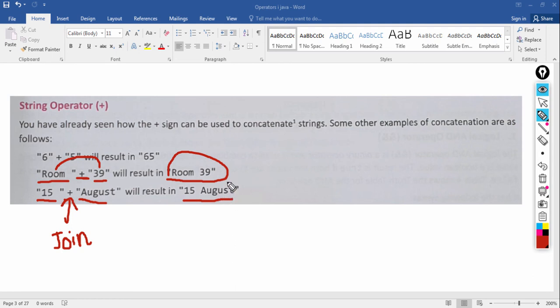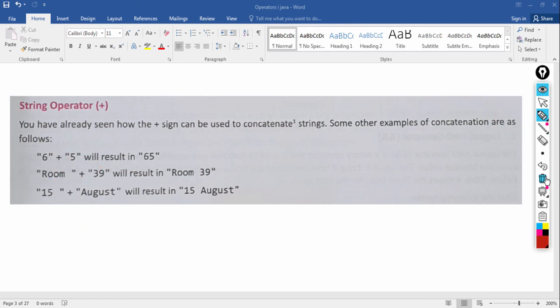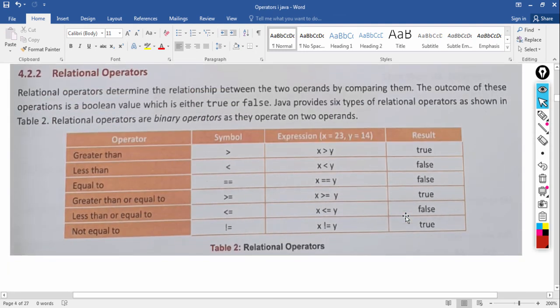So remember that whenever plus is used with strings, it becomes the join operator, or in other words, it is also known as the concatenation operator. So we are done with arithmetic operators.